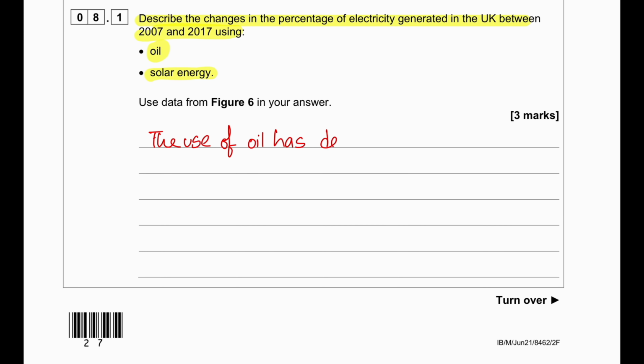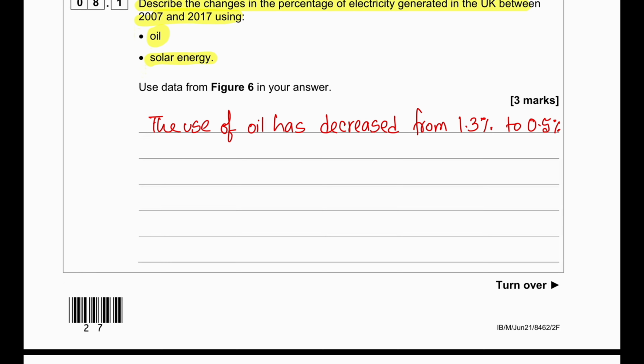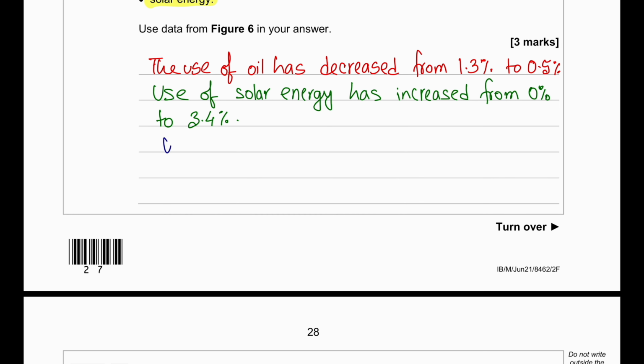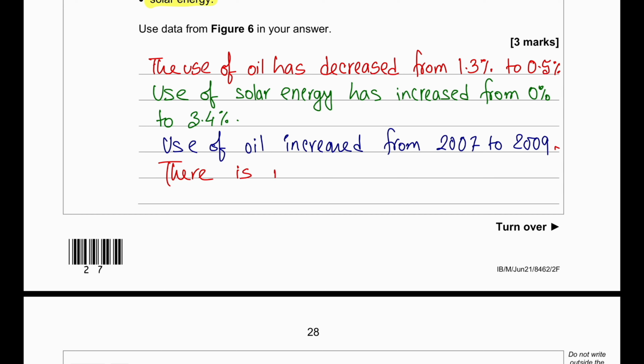So the answer can be written as follows. Use of oil has decreased by 0.8% from 1.3 to 0.5% from 2007 to 2017. Use of solar energy has increased by 3.4% from 0% to 3.4% from 2007 to 2017. Since this particular question says to describe the changes, the further additional points that we can write: there is no change in oil use between 2013 and 2015, and there is a slight increase in oil use between 2007 and 2009, and there is no change in solar energy use between 2007 and 2009. Use of solar energy increased mostly between 2013 and 2015.